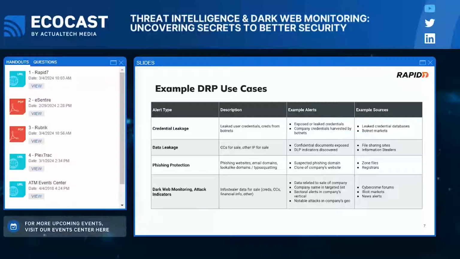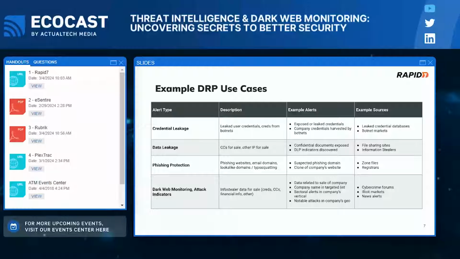Phishing protection. Again, we think about phishing emails, but what are some of the precursors to that, or what are the different ways that phishing can present itself? The websites, the domains that can be compromised. Typo squatting was an example that I shared. So being able to monitor zone files, registrars, places where people are buying these domains and setting them up, and understanding that they're taking it the next step to set up email against those domains. Those are the sort of indicators that would show that they're setting up a phishing campaign.